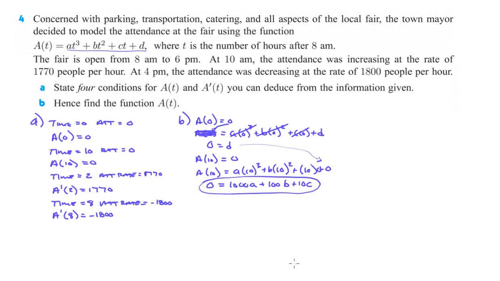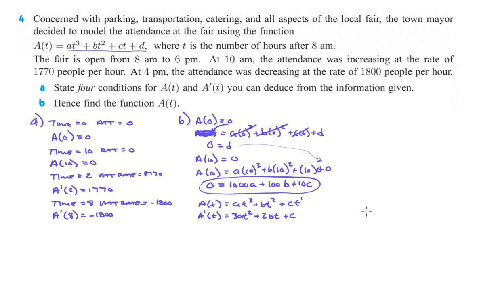Now we're going to use our other information here. Since we've got some information about the derivatives, let's take the derivative of our original function here. So A of t is AT cubed plus BT squared plus CT. And again, we know that D is 0, so we're just going to leave it out of the equation here. And now we'll take the derivative. So A prime t, or the derivative, is going to be 3AT squared plus 2BT to the first plus C, right?